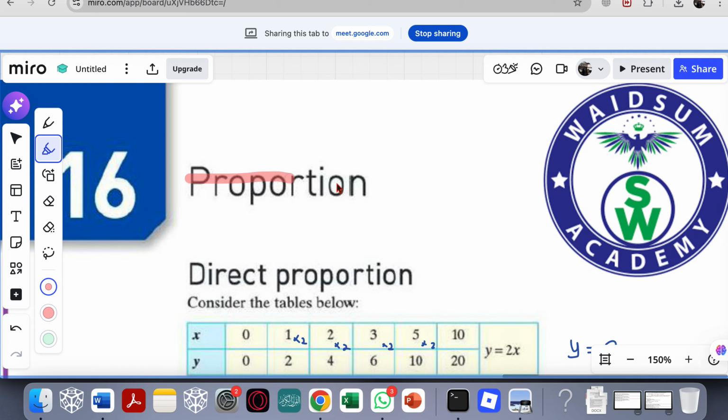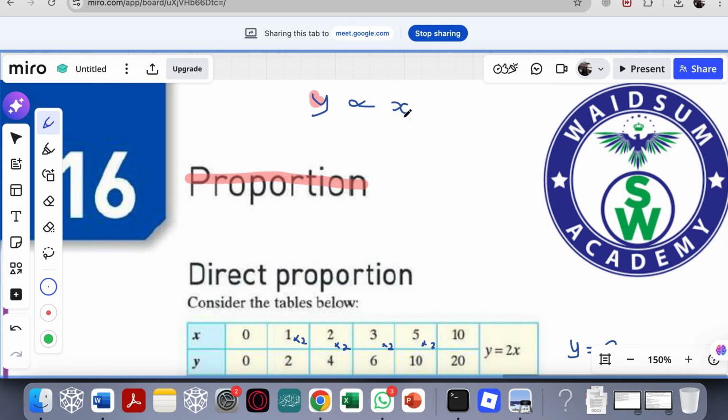Proportion is a relationship that exists between two quantities. One quantity might increase and the other one increase also. So let's say we have two quantities, x and y. If x increases and y also increases as a result of that, then we say that's a direct proportion. If the value of x is increasing and the corresponding value of y is increasing, then it's a direct proportion.